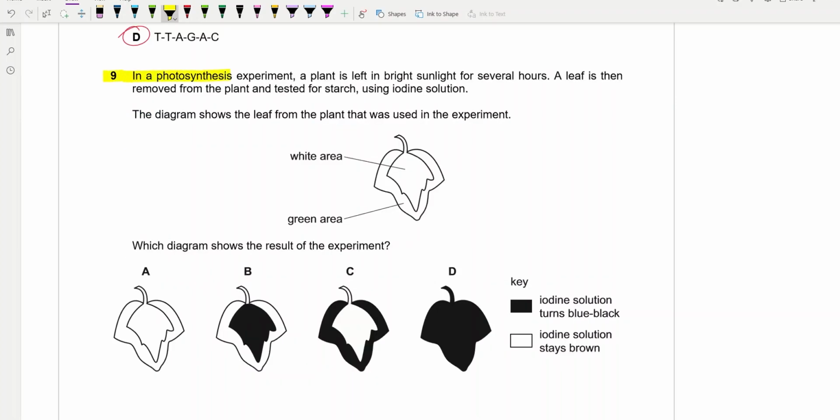Question number 9. In a photosynthesis experiment, a plant is left in bright sunlight for several hours. A leaf is then removed from the plant and tested for starch using iodine solution. The diagram shows the leaf from the plant that was used in the experiment. White area, green area. Which diagram shows the result of the experiment? Key. Iodine solution turns blue-black. So if starch is present, the solution would turn blue-black. Iodine solution stays brown. So if starch is not present, the iodine solution would stay brown. The starch would get used up from the middle of the plant, so the correct answer would be option C.